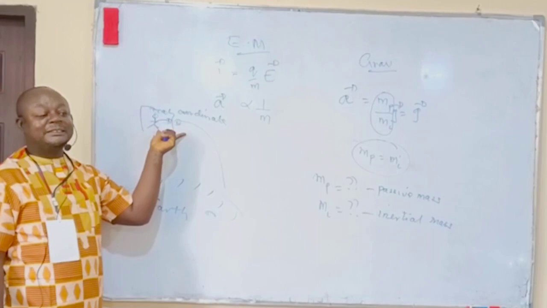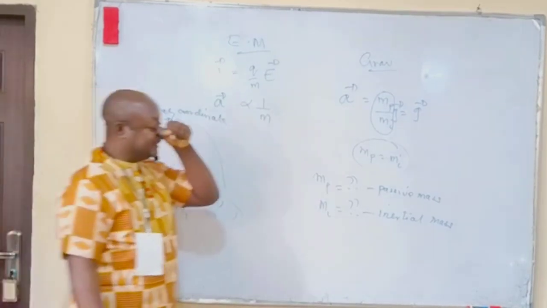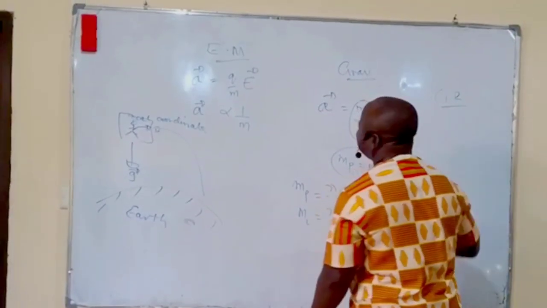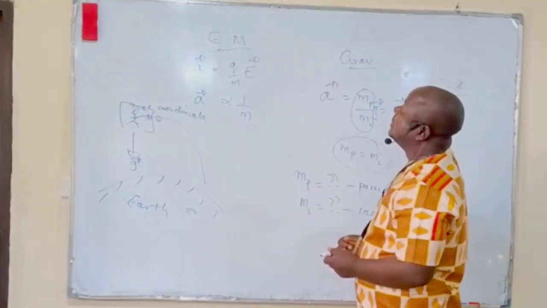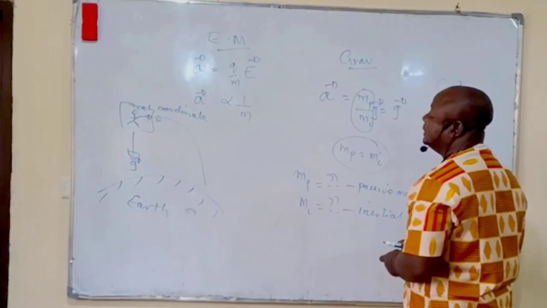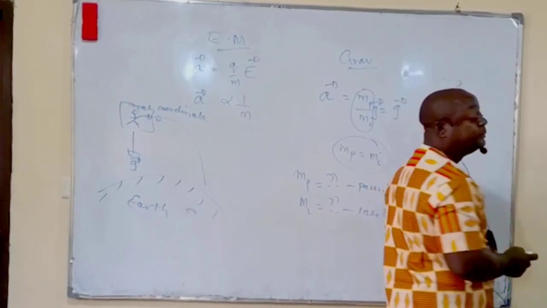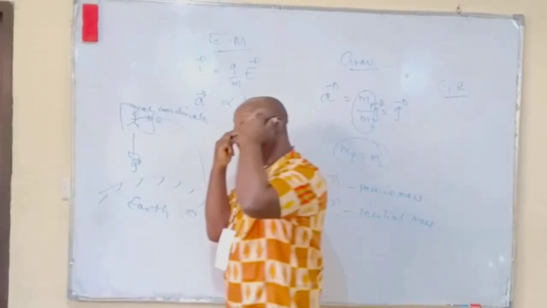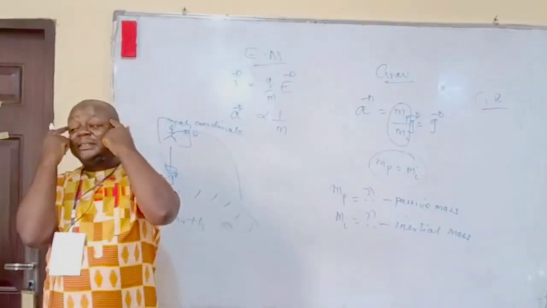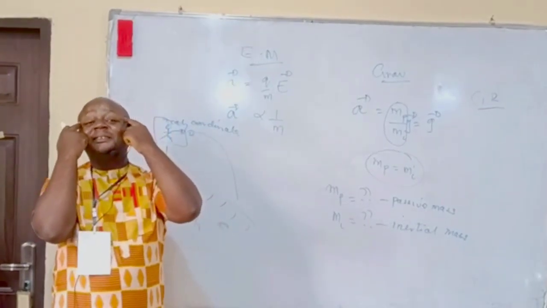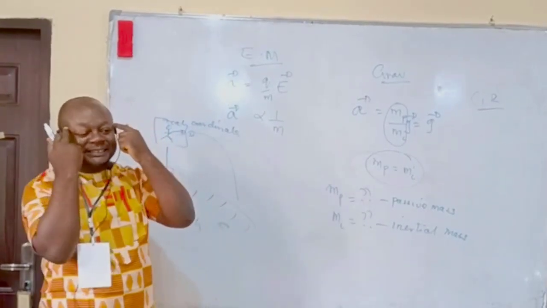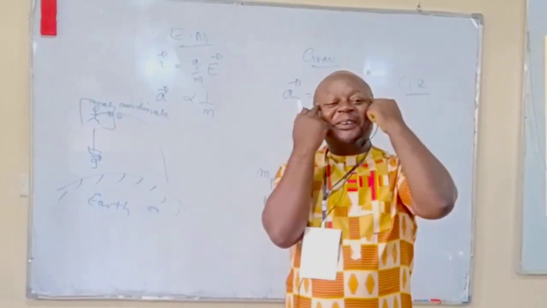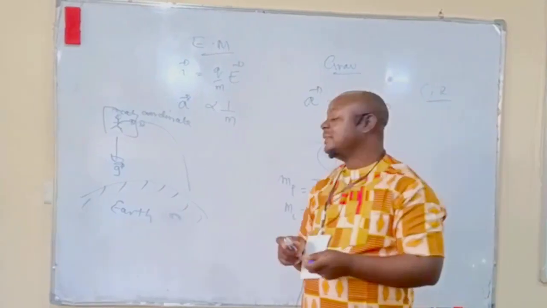Are we together? So these are the 2 points that gave birth to general relativity. These are the 2 points that gave birth to general relativity. And actually, this experiment is a thought experiment. We know what I mean by a thought experiment. It was not performed in any laboratory.